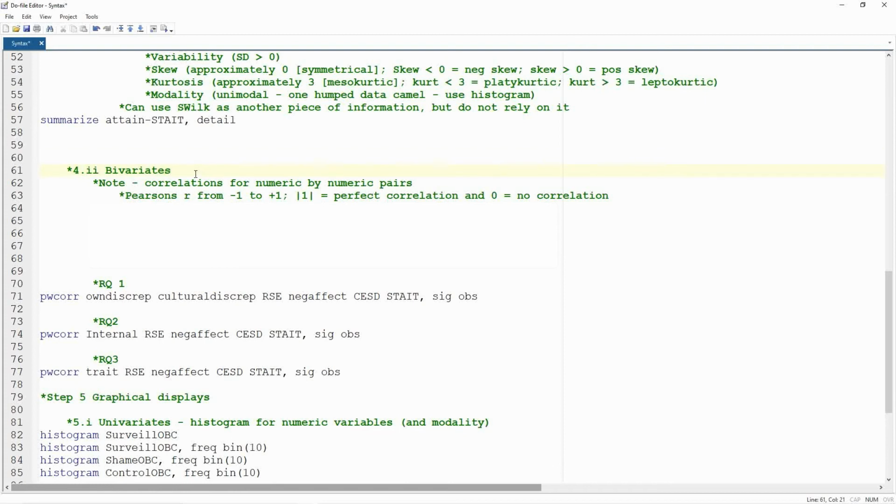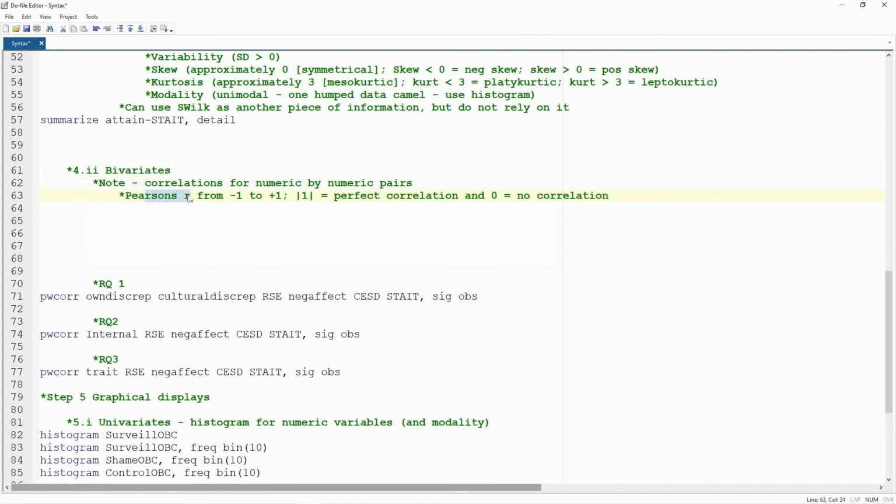So our bivariate statistics, for this particular study, we're looking at correlations. And we're looking at correlations because we have numeric by numeric pairs of variables at our bivariate level. So if I had numeric by categorical or categorical by categorical pairs, these would be different relationships, different analyses. But for numeric by numeric pairs, so two numeric variables at once, we're looking at correlations.